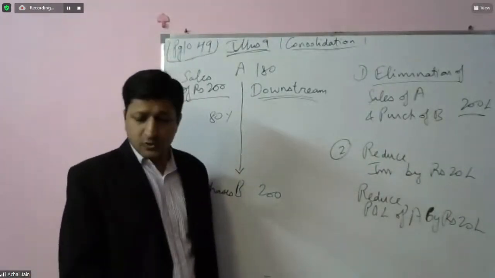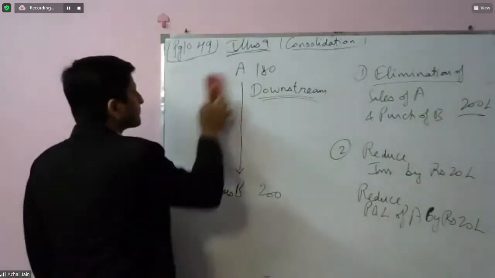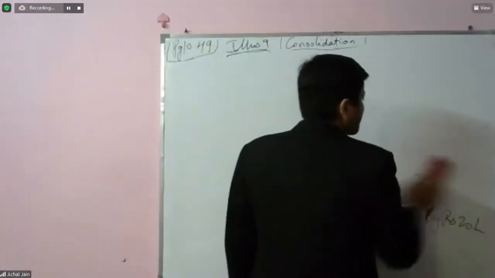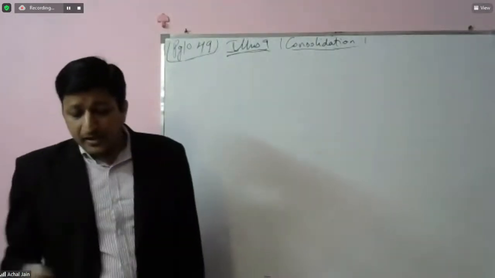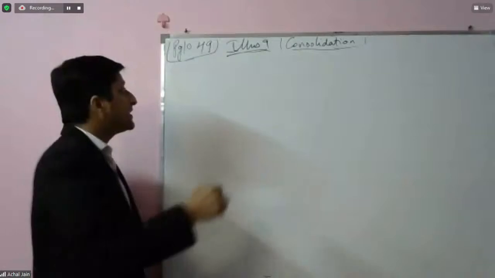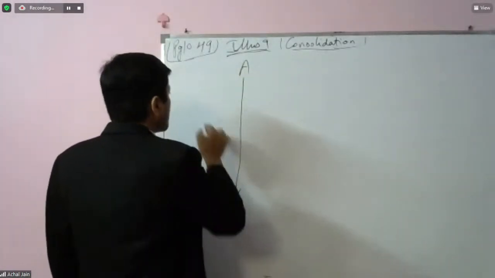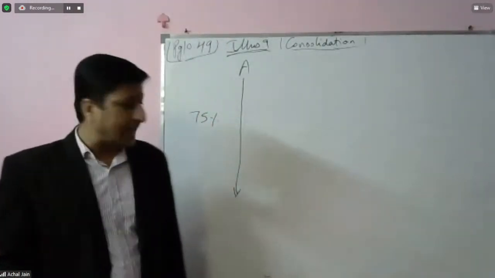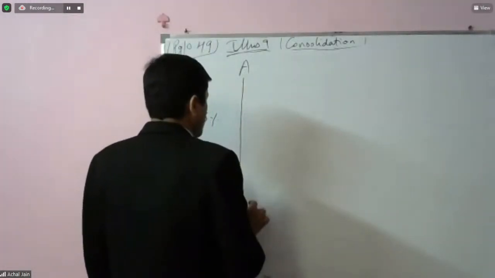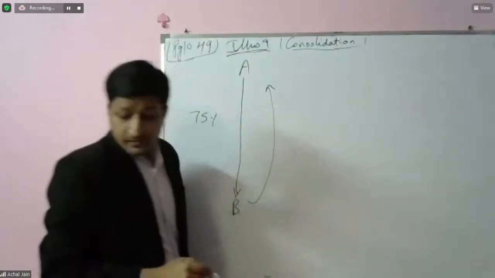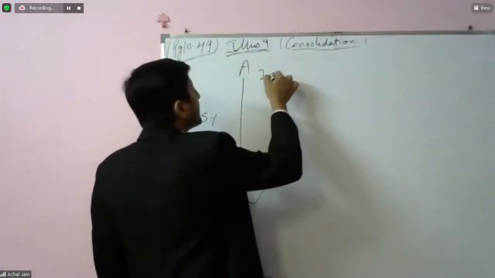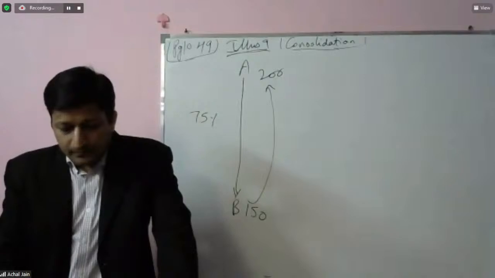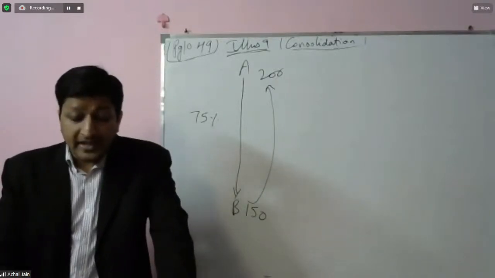Moving on to the next situation, situation number B. A Limited holds equity share capital and voting power of B, 75%. A Limited purchases inventories costing 150 lakhs from B. So B has sold to A. B has made a sales to A at 200 lakhs, whose cost was 150 lakhs. Entire inventory remains unsold with A.